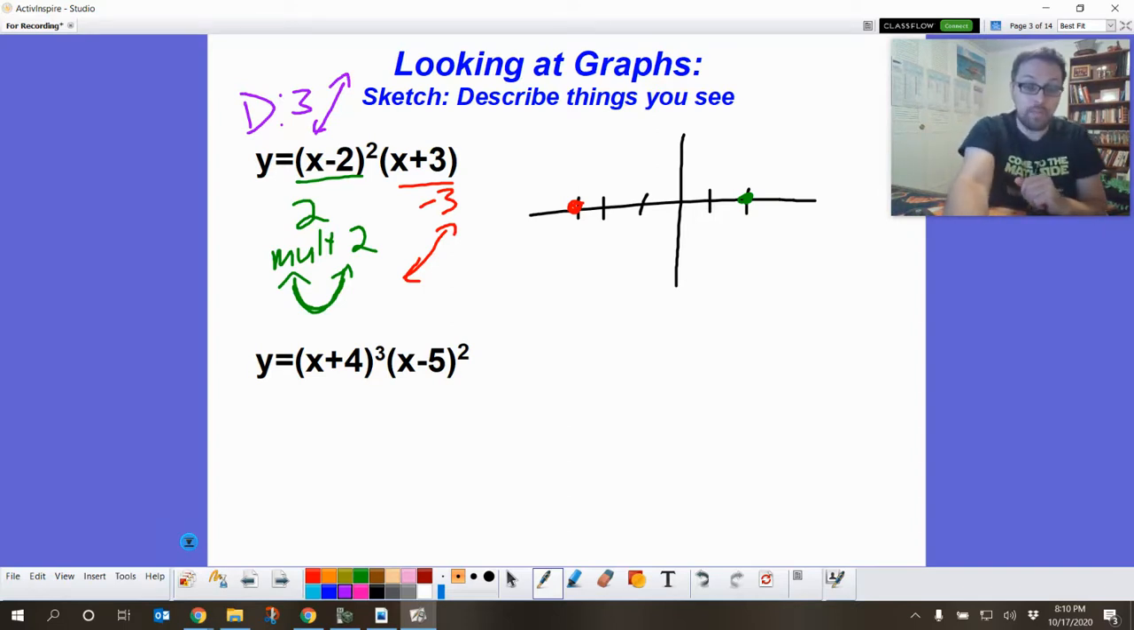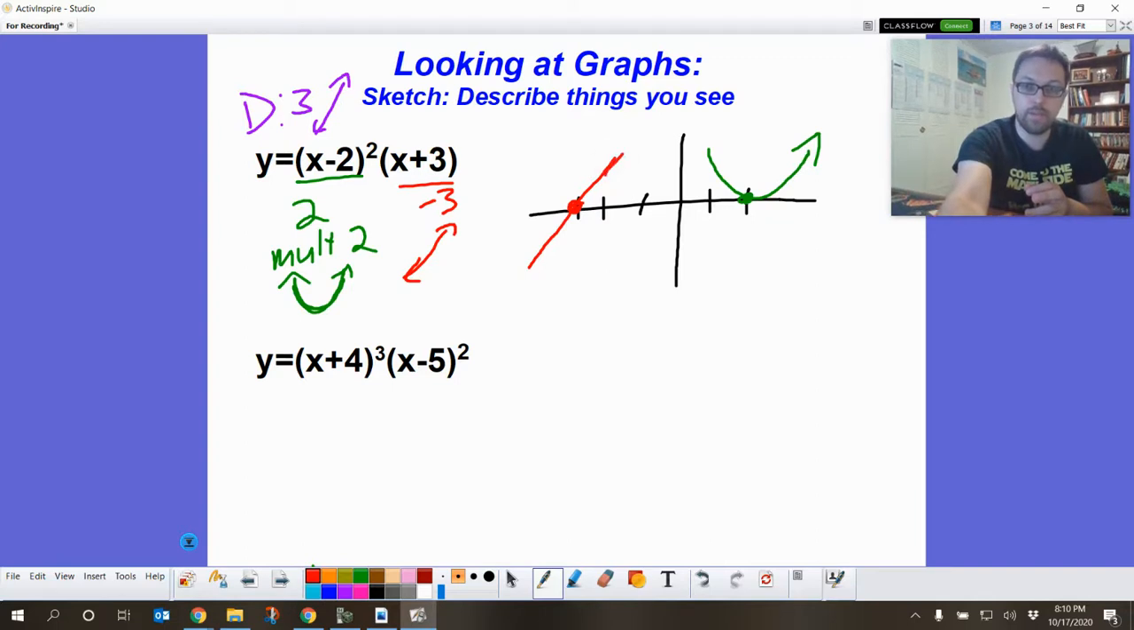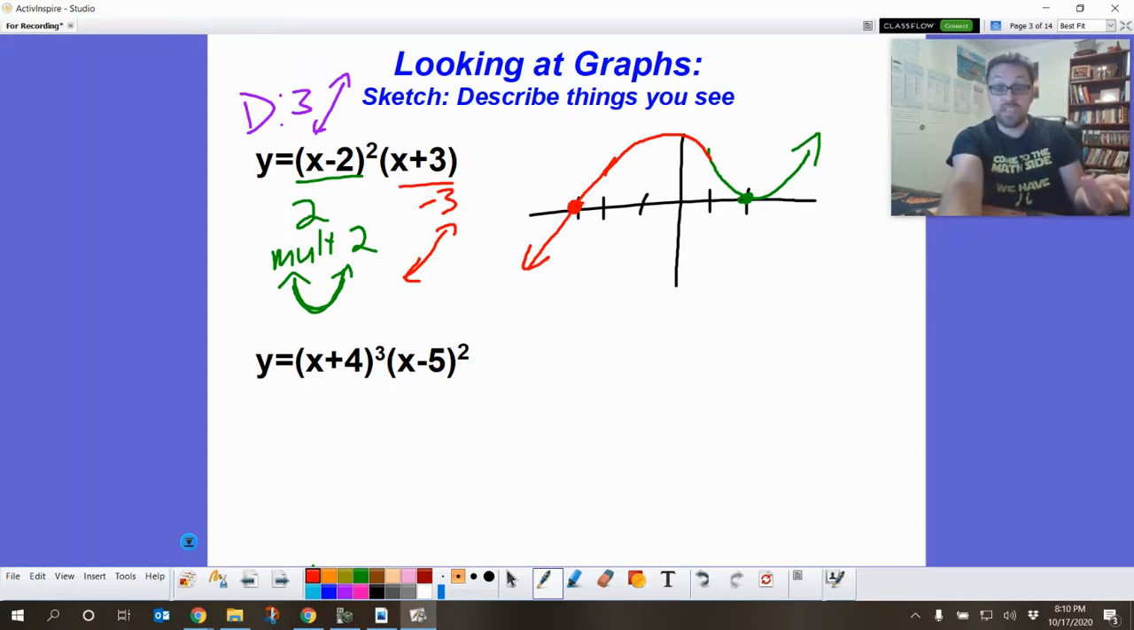So before -3, I want to be below the axis, but I also know I want to shoot right through it. Then at 2, I know I've got to bounce off of the graph. So let's bounce off of the graph. Then all I've got to do is connect those two ends. So my graph looks like that. Boom, graphed it, didn't even need a calculator.